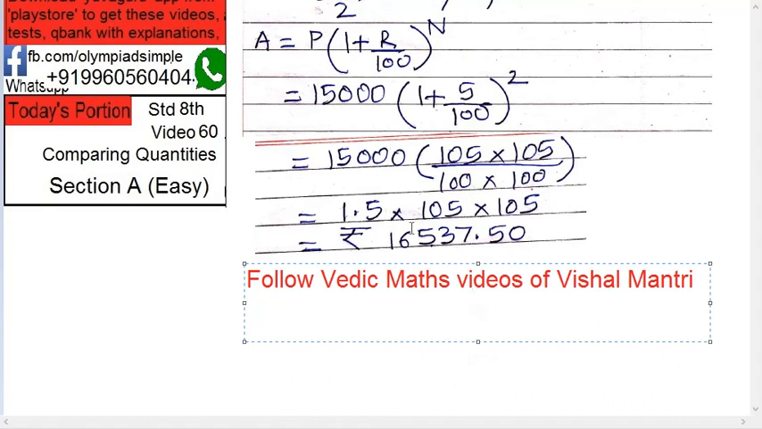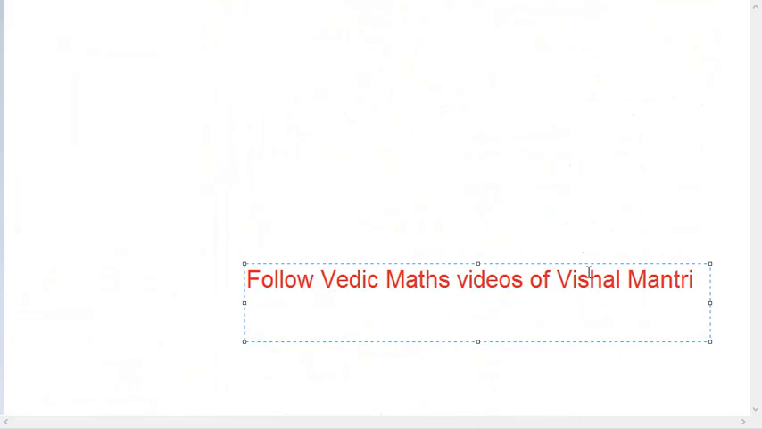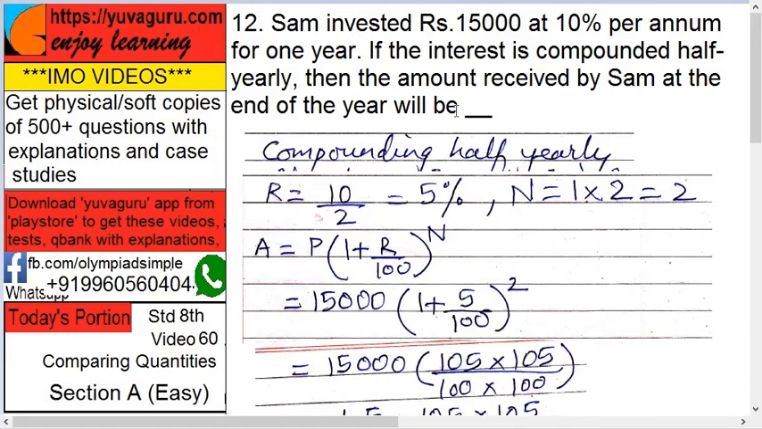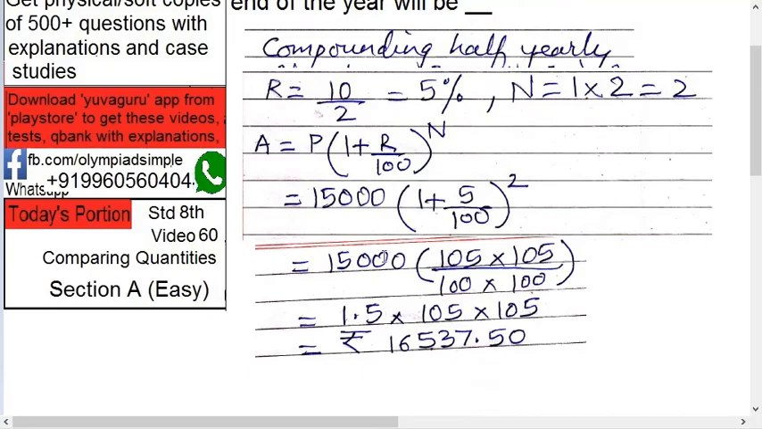Okay. So the answer is 16,537.5. Now what is this answer? This is the amount received by this guy after 1 year if he invests this amount with half yearly compounding, right? Means this is the total amount. This is not the compound interest. Now if you are asked to find the compound interest in this, what will you do? This is the amount and this is the principal, 15,000. Subtract the principal from the amount. So 16,537.5 minus 15,000, you will get 1537.5.